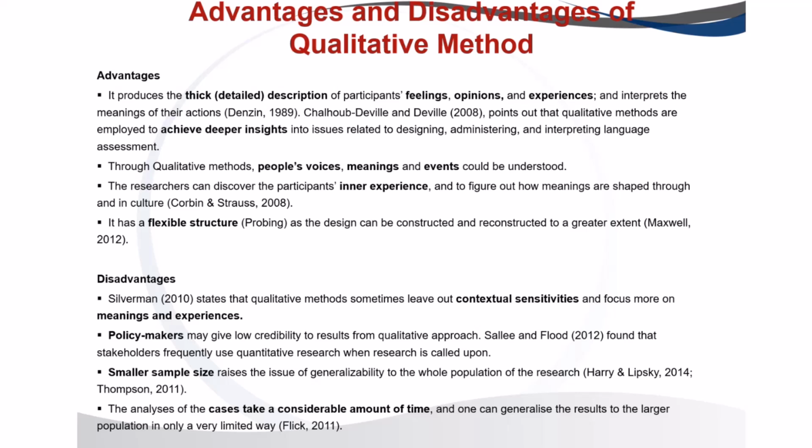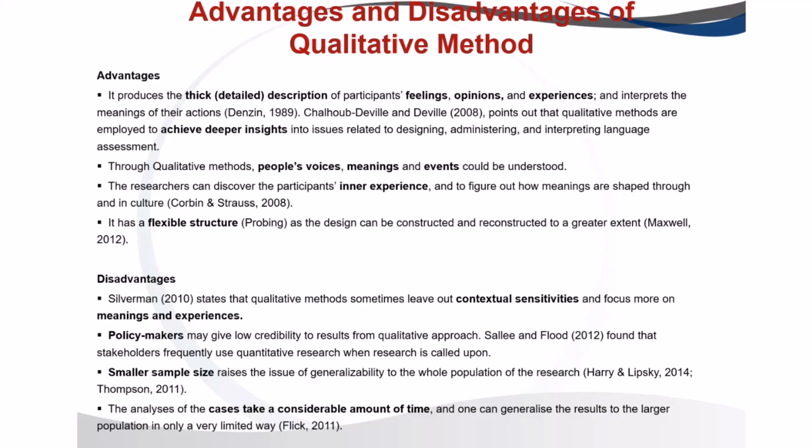The disadvantages, according to Silverman, states that qualitative methods sometimes leave out contextual sensitivities and focus more on meaning and experience. Policymakers may give low credibility to results from qualitative approach. I've just mentioned that. People believe in numbers, is it?